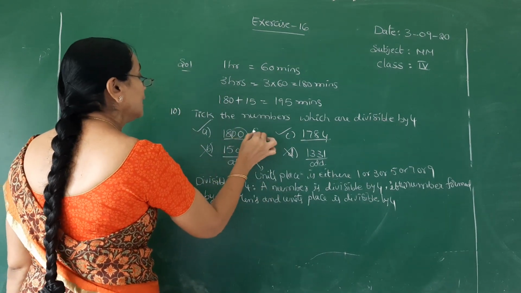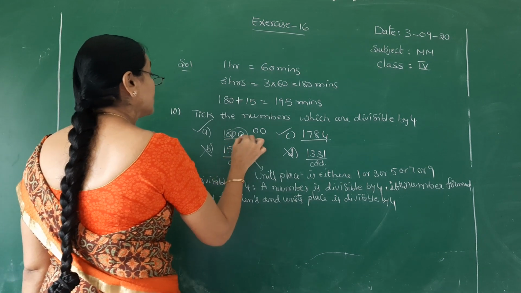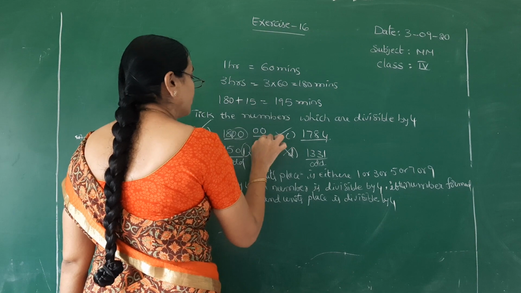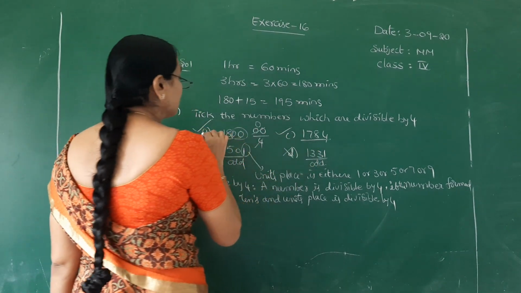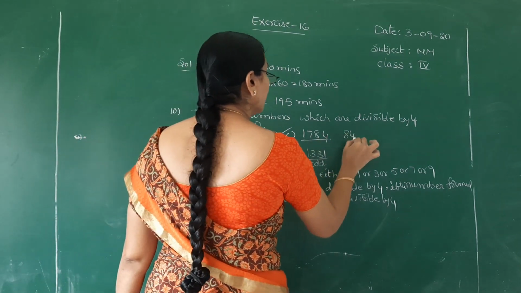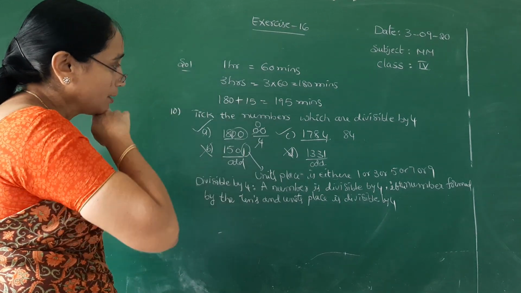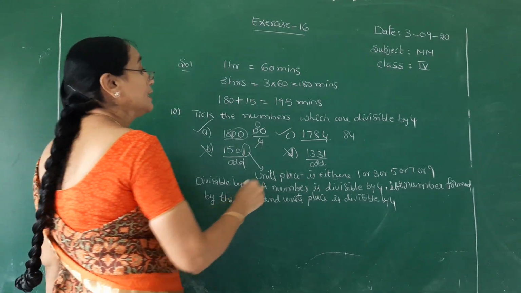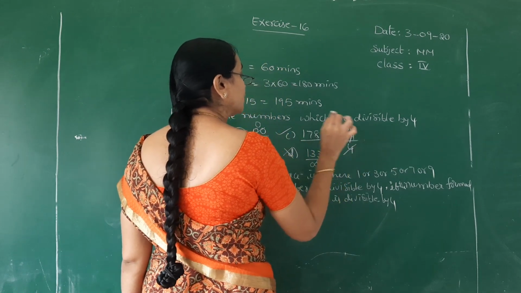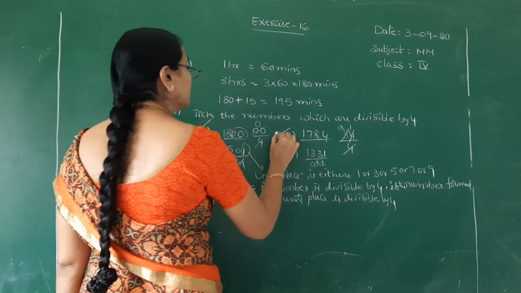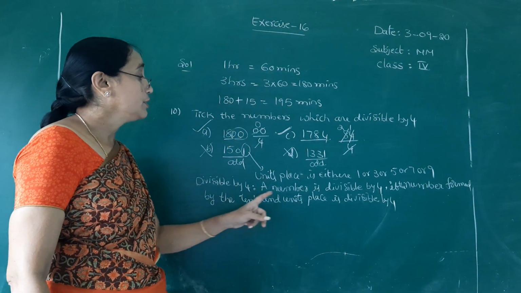Here 1800, that is 0 0. Tens digit is 0 and units digit is 0. So the number is 0 by 4. 0 is divisible by any number, so it will go in 0 times. So it is divisible by 4. Observe here 84. The tens place is 8, the ones place is 4. So the number formed by the tens place and units place is 84. You divide this by 4. 4 2s are 8, 4 1s are 4. So it completely divides. So no need to do that long process. You have to learn the divisibility rule by 4.